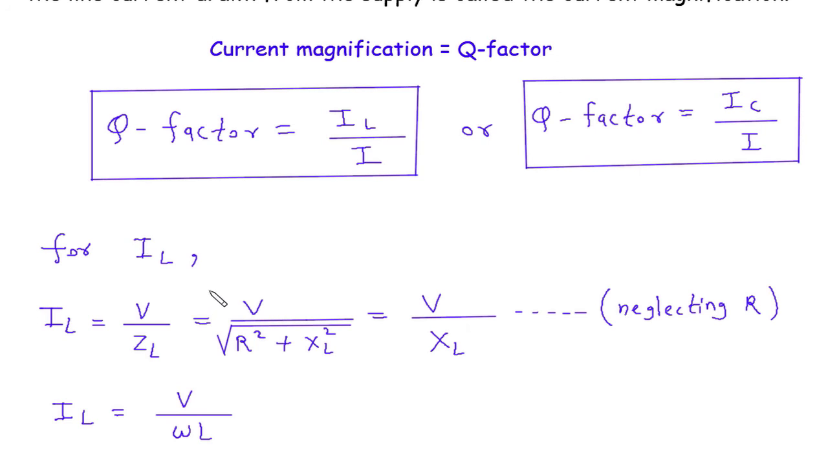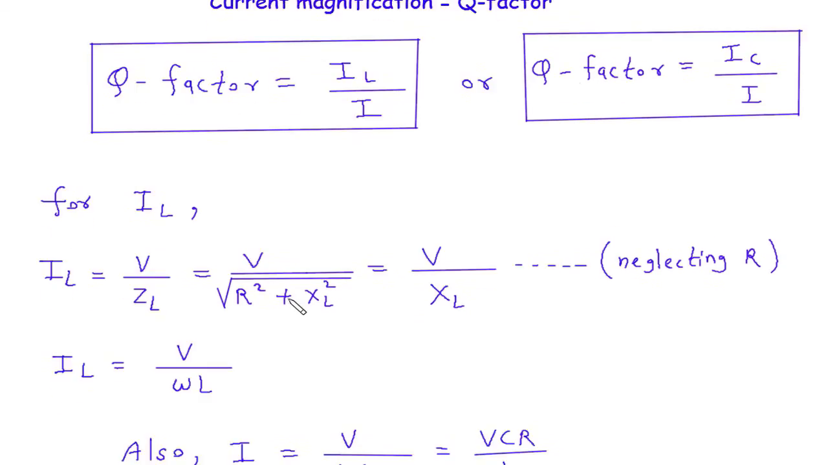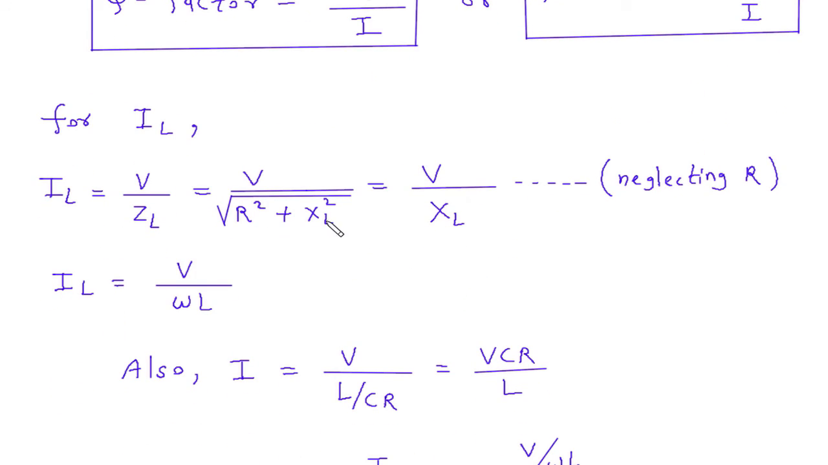Now for IL, we know IL is equal to V by ZL, that is V by under root of R square plus XL square. Now R is small, so we can neglect this. What remains is under root of XL square. So square and under root will get cancelled. So IL is equal to V upon XL, where XL is the inductive reactance and it is equal to omega L. Omega is the angular frequency.